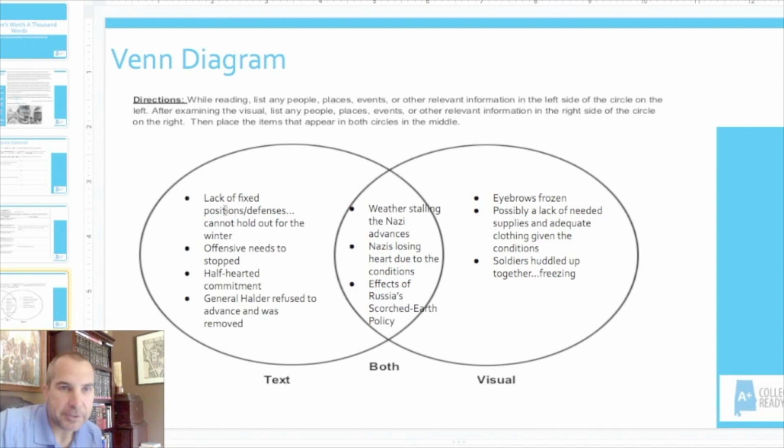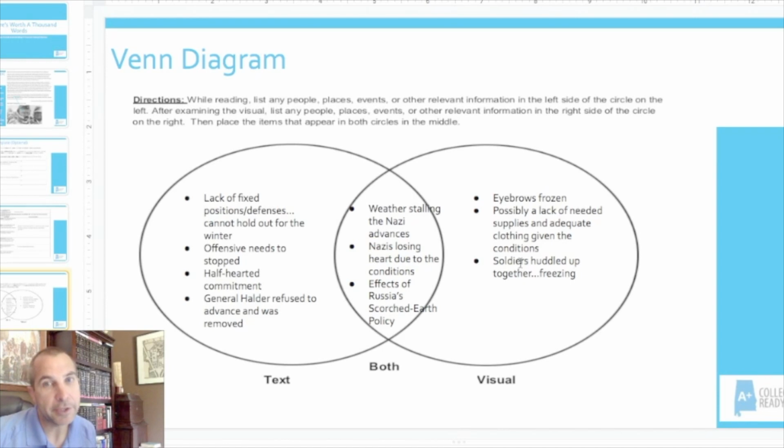So I noticed in the text we see things, for instance, like the lack of fixed positions and defenses. They're not going to be able to hold out for the winter. The Nazi offensive needs to be stopped. And there's this conflict that you read about between high-ranking generals and the Führer, Hitler. There seems to be more of a half-hearted commitment now, as it seems like the morale of the Nazi offensive is really declining. So you see General Halder refuses to advance and ultimately is removed. We get all that out of the text, and we don't get that in the visual.